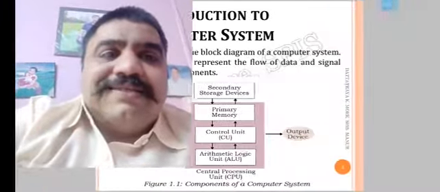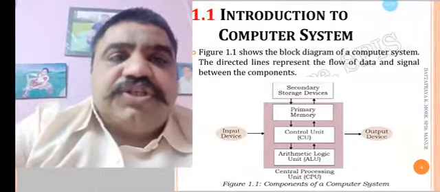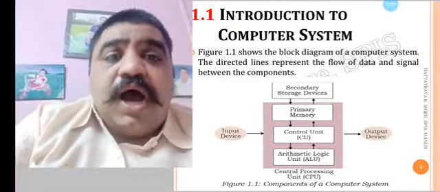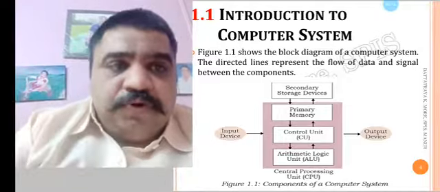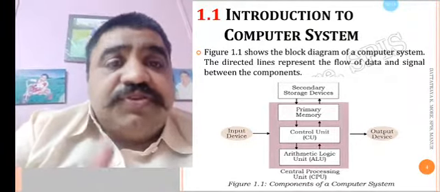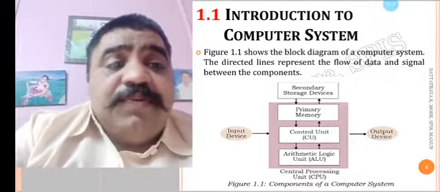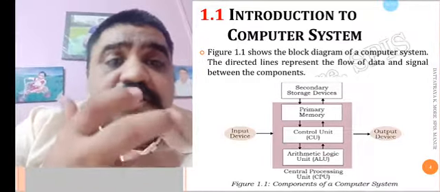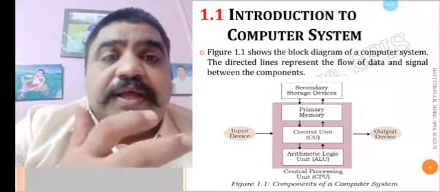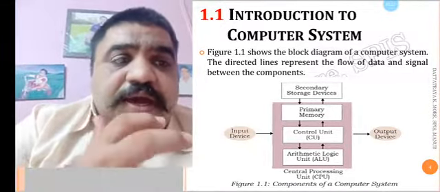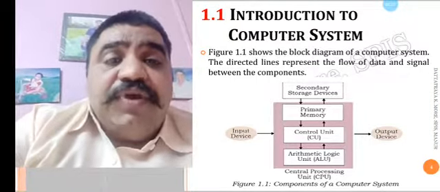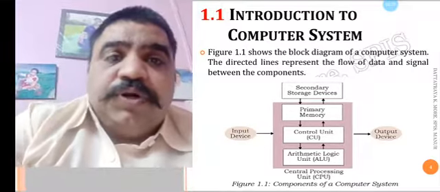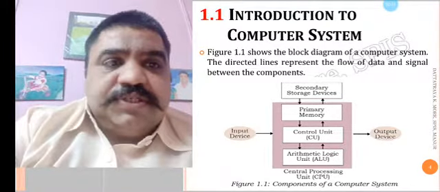So let us see the main structure of a computer system, or how the computer system is working, which are the main components of a computer system. In this figure you can see the input device, then one big unit, that is called the central processing unit, and the last one is the output devices. These three are very important components of any computer system.